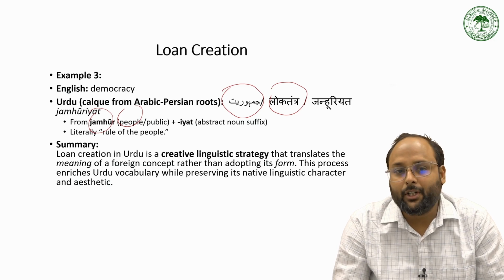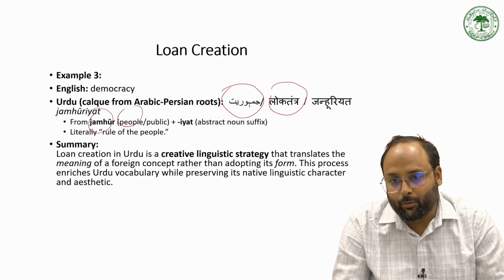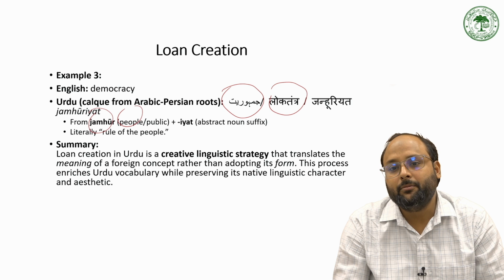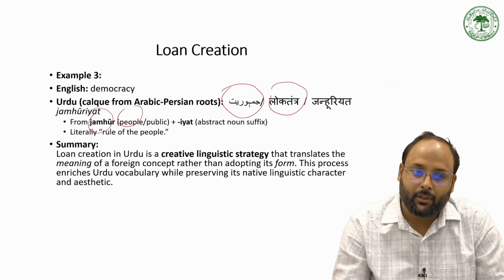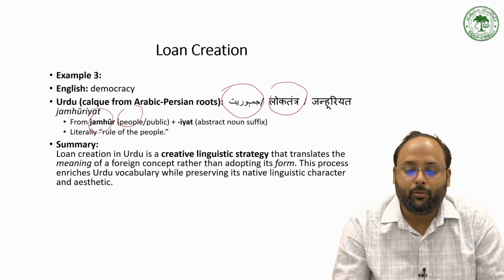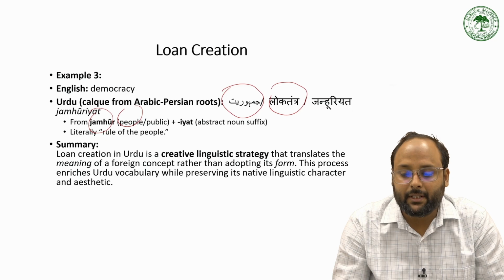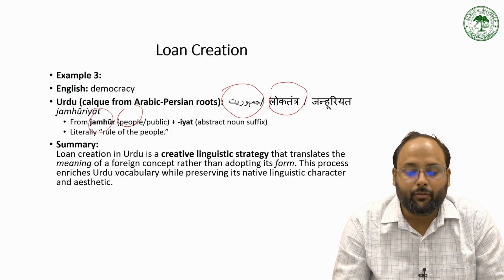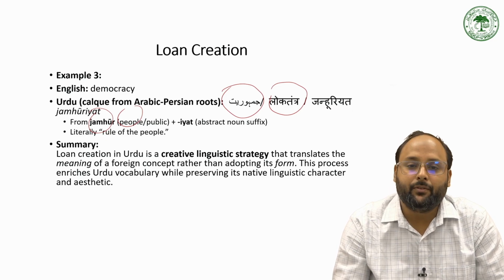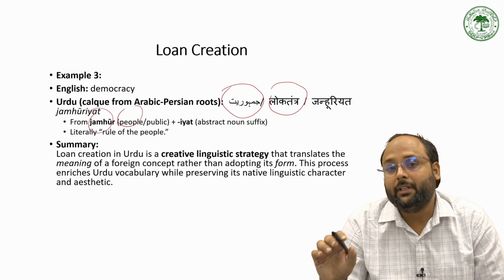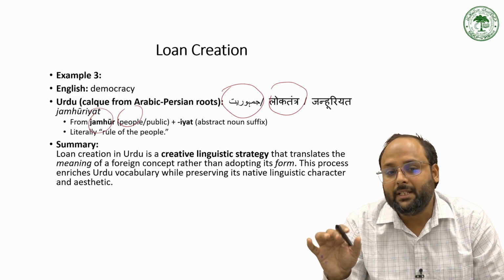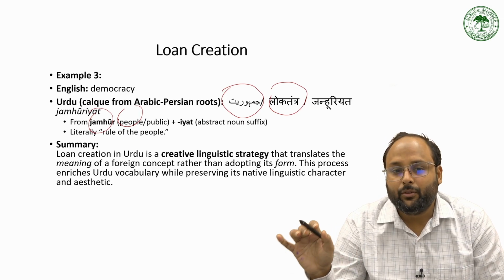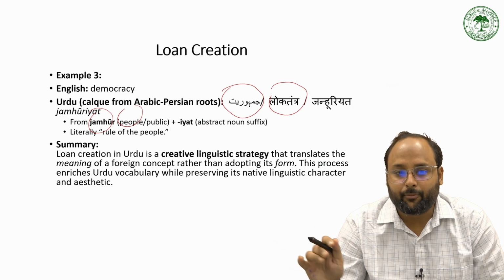So we are not using democracy in Urdu and Hindi, but we translate those terms as Jamhuriyat or Loktantra. So the role of translation in Urdu is a creative linguistic strategy that translates the meaning of a foreign concept rather than adopting its form. So we are not adopting the form directly, but we translate the concept in our language. So this process is called loan translation.